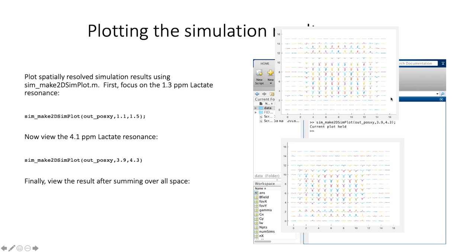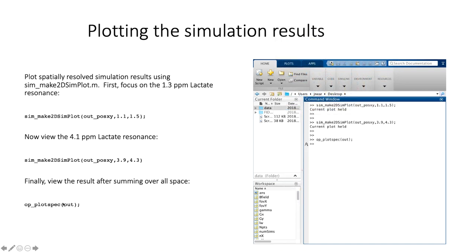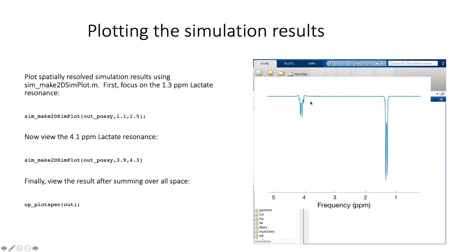We can also view the total result after summing over all of these spatial positions if we just use op_plotspec out, which is the summed output. And when we do that, we see the total, which is the accurate estimate of what the lactate signal would look like under an experiment like this. And you can see it's inverted at 140 millisecond echo time.